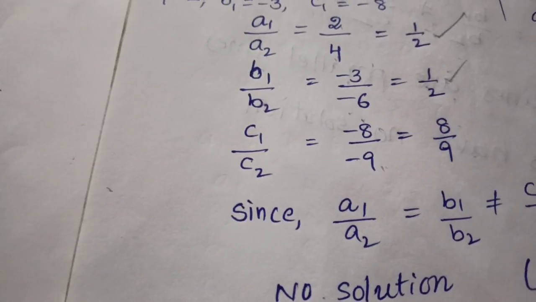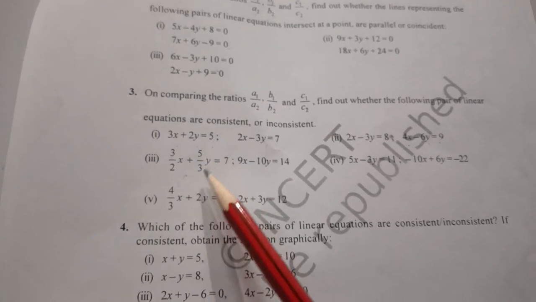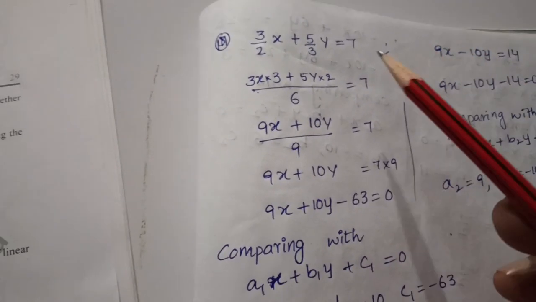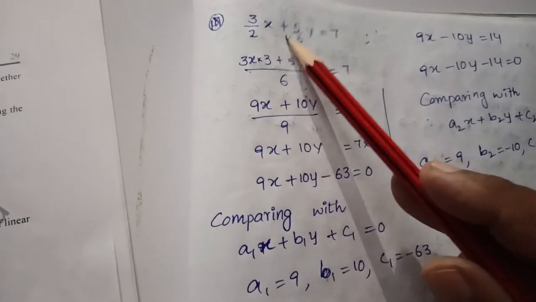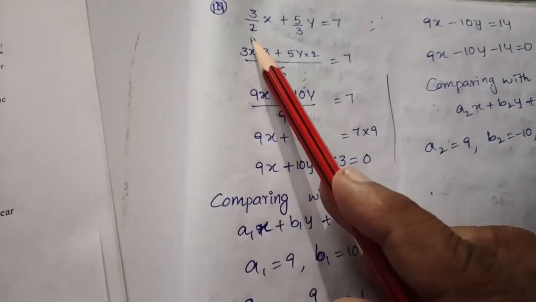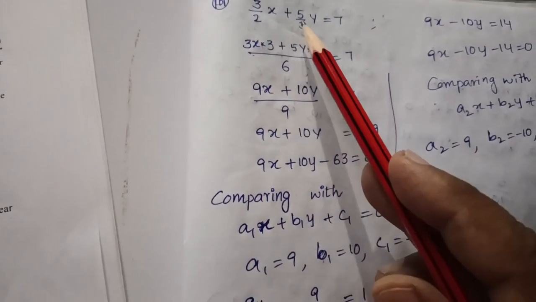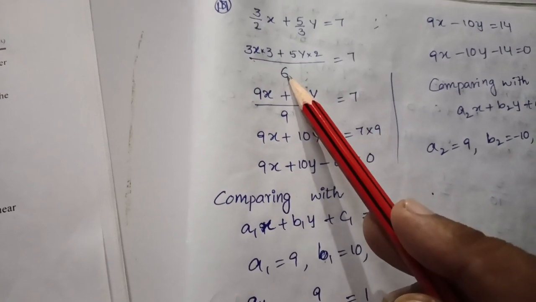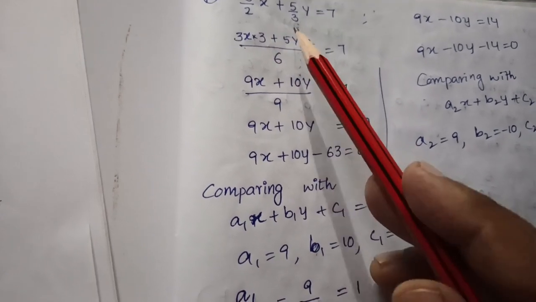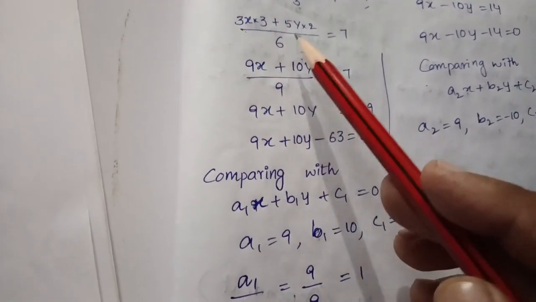Okay. Next third one, 3 by 2x plus 5 by 3y equals 7, 9x minus 10y equals 14. Okay. 3 by 2x plus 5 by 3y equals 7. Here LCM of 2 comma 3 is 6. Why? 2 comma 3 are prime numbers. For prime numbers, LCM is their product. So 2 into 3 is 6.